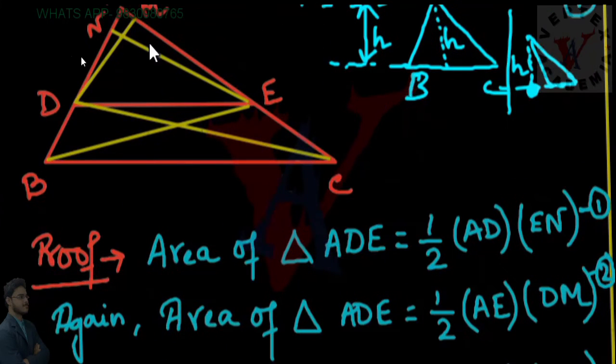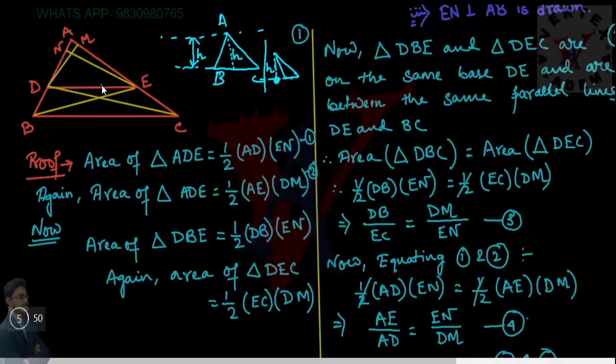So here you can see that DEAB is an extension of the base DB, and EN is perpendicular from E on the extension of the base. Therefore, we can consider EN as the height and DB as the base. So I hope this is clear. I have just written that the area of triangle DBE is half into DB, this is the base, into height EN, right? EN.